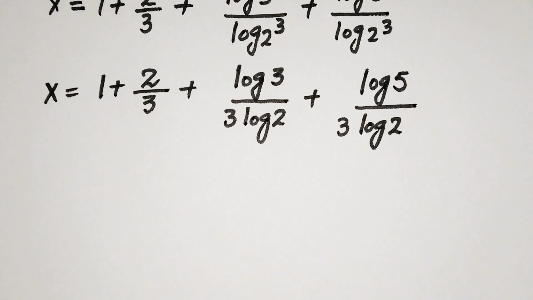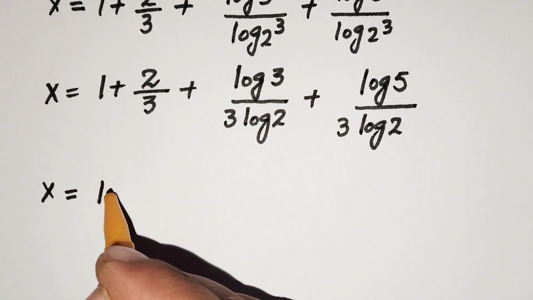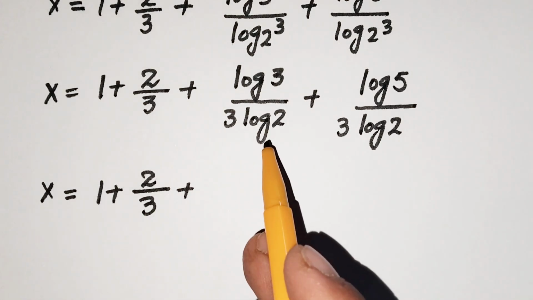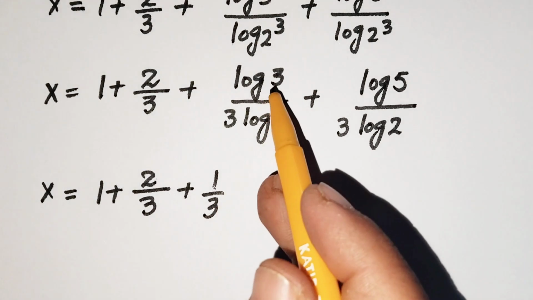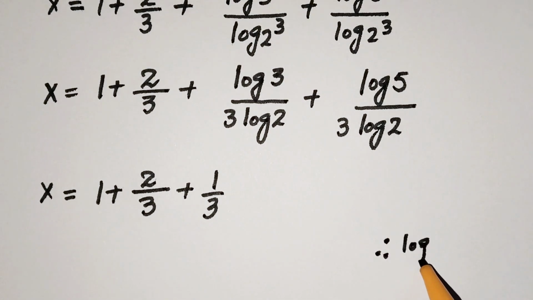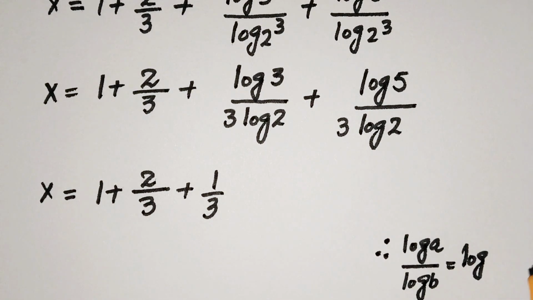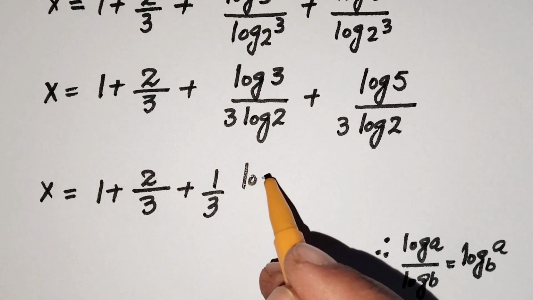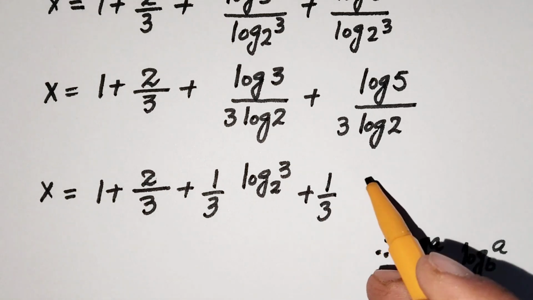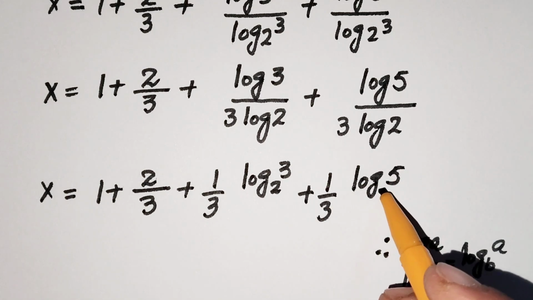Now our next step is x is equal to 1 plus 2 over 3 plus log 3 over 3 log 2. We just write 1 over 3, and here log 3 over log 2. We are going to use our logarithm law, as we know that if we have log a over log b, then it will be equal to log a to base b. So now using that here, we get log 3 to base 2, and similarly using the same law here, we get log 5 to base 2.